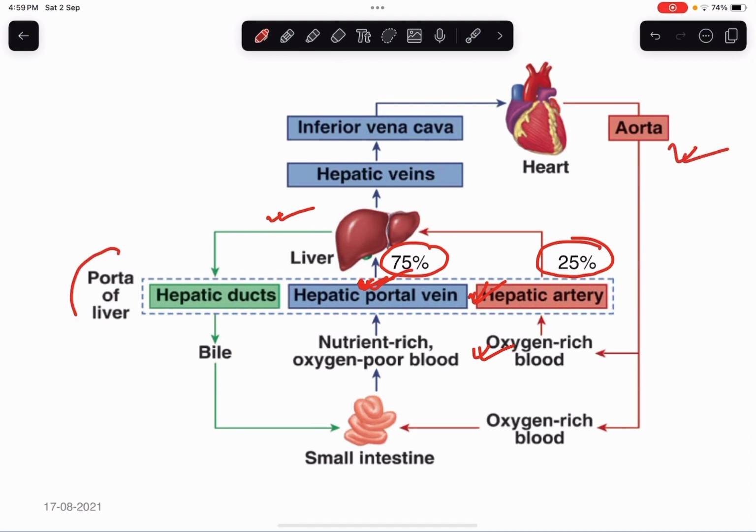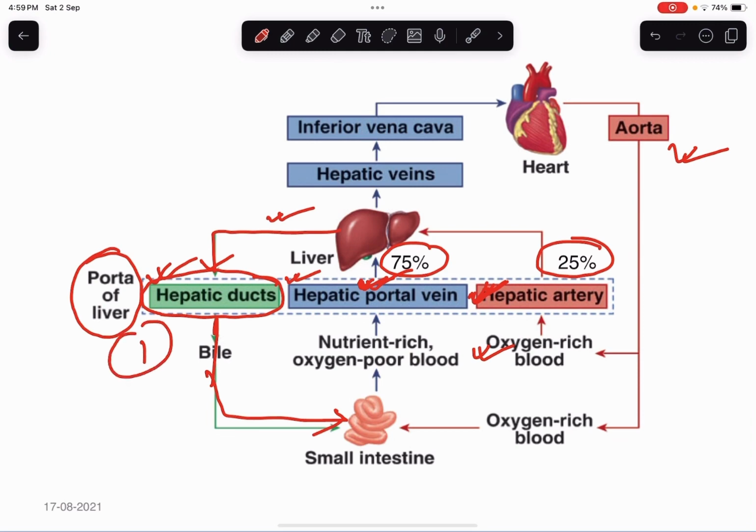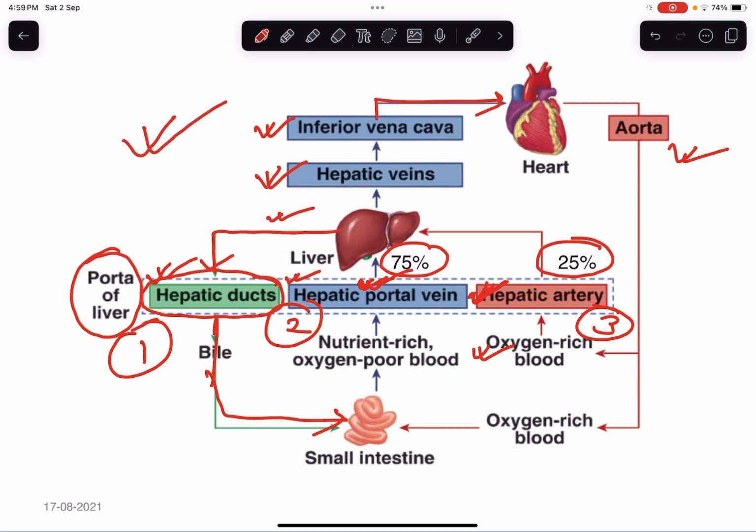What is the porta of the liver? Porta of the liver is the combination of the hepatic duct, hepatic portal vein and hepatic artery. What do hepatic ducts do? Hepatic ducts carry bile from the liver into the small intestine. So the hepatic duct, portal vein and hepatic artery form the porta hepatis or porta of the liver. Now ultimately the blood from the liver will be drained by the hepatic veins into the inferior vena cava, and ultimately it will go to the right side of the heart. So this is about the blood circulation which is happening in the liver.